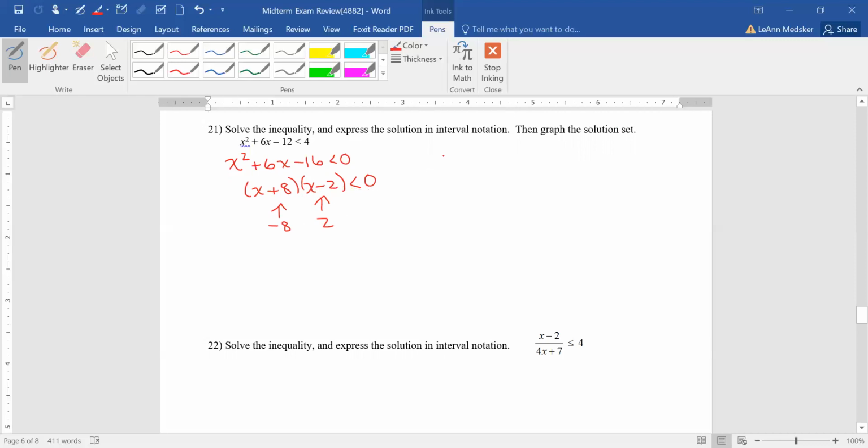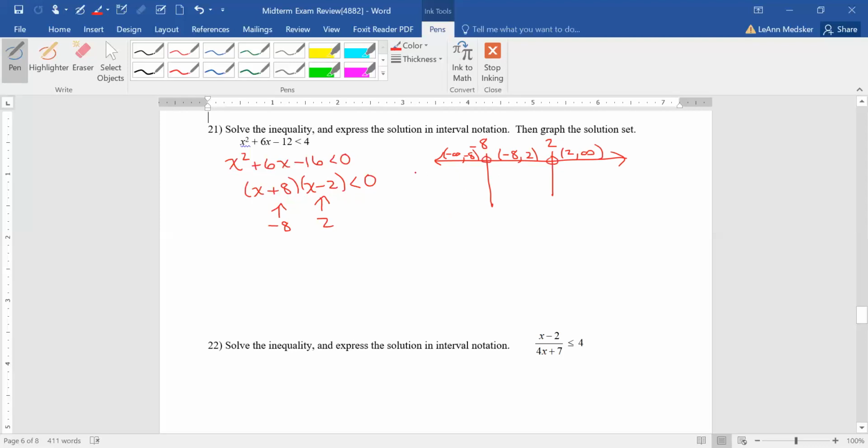So what we do instead is we set up a sign chart where we list our values that made us equal 0 from least to greatest. So negative 8 and positive 2. We look here to see if these are going to be open or closed circles. They're both open. So this is going to be the interval negative infinity to negative 8. That's what's to the left of negative 8. This is the interval negative 8 to positive 2. And this is the interval from 2 to infinity. And these are both open circles if you want to draw that in.